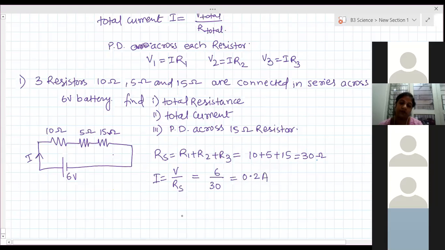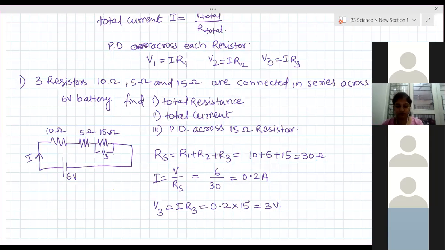0.2 ampere. And the potential difference only across 15 they have asked. So that means this is V3. So V3 is equal to I into R3. I is 0.2 into 15. This is equal to 3 volts. Right? Clear, everyone? Yes, ma'am.